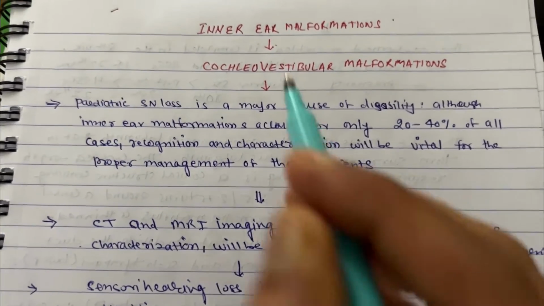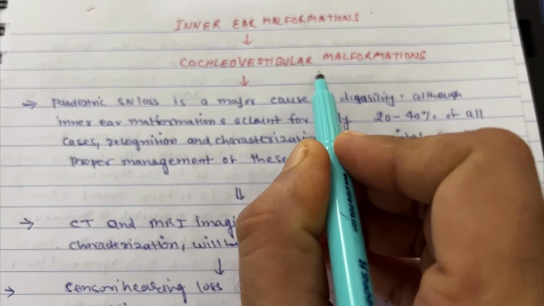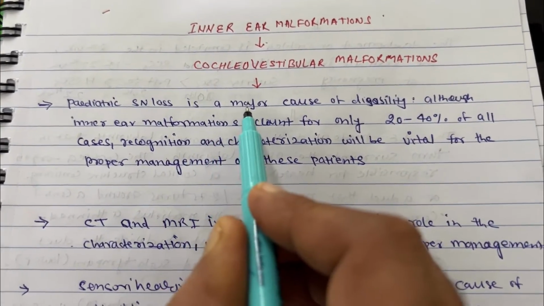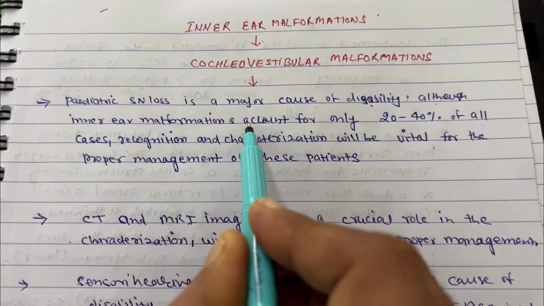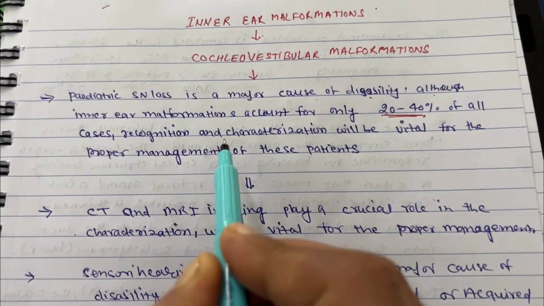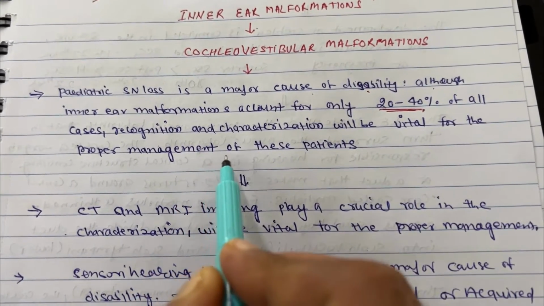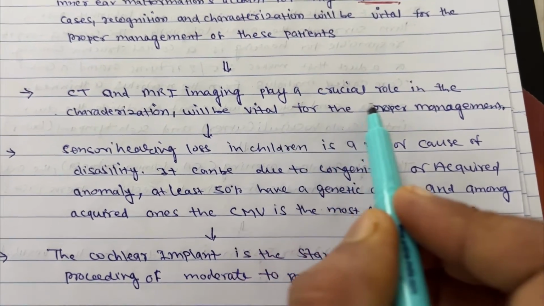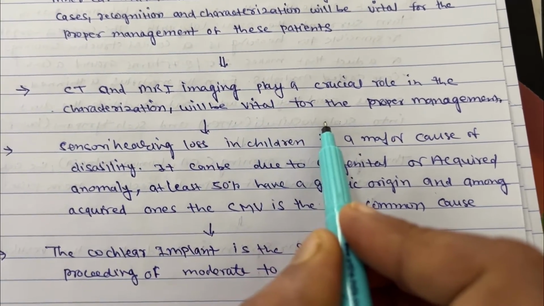Hi guys, today's topic is inner ear malformation, or you can say cochleovestibular malformations. Pediatric sensorineural hearing loss is a major cause of disability, although inner ear malformations account for only 20 to 40% of all cases. Recognition and characterization will be vital for the proper management of these patients. CT and MRI imaging play a crucial role in the characterization.